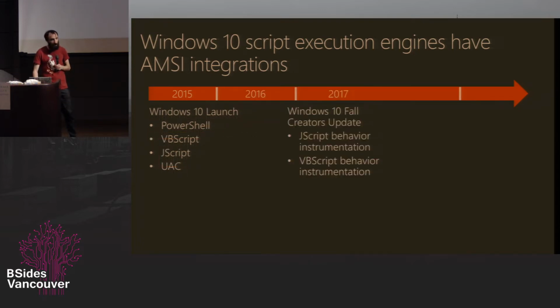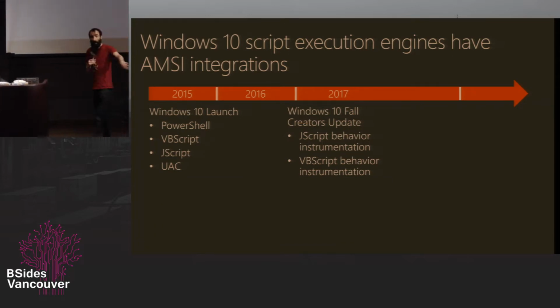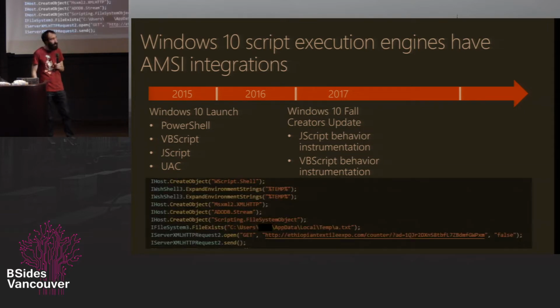Now, what we're going to talk more about today is that in the Windows 10 Fall Creators Update, we introduced behavior instrumentation of these scripting engines. So not only do we get the dynamic script contents during execution, we get the actual behavior of the scripts during execution passed into the installed AV product. This looks more like behavior logs, like you can see here, which is the behavior of the script, not the script content.